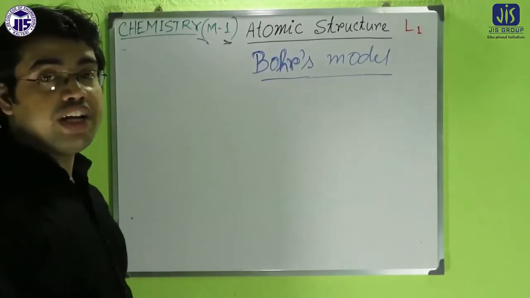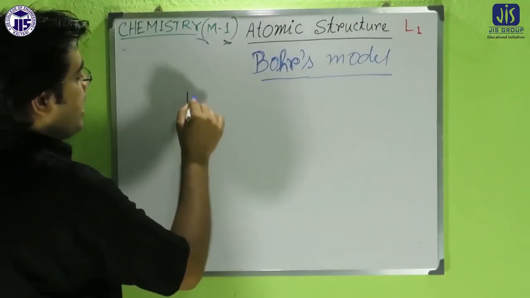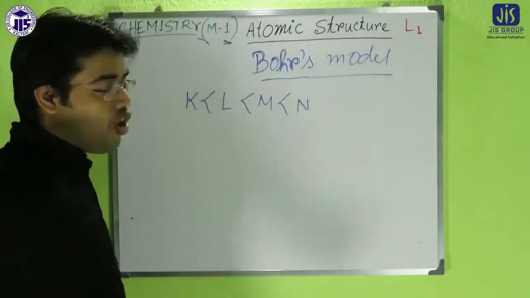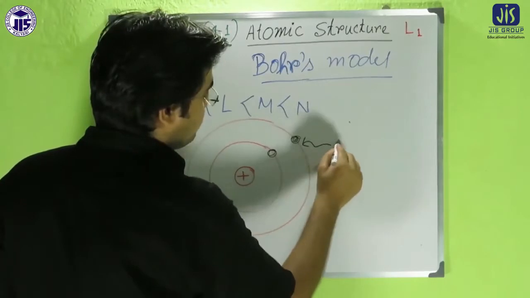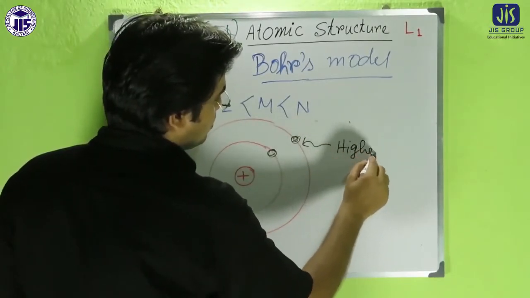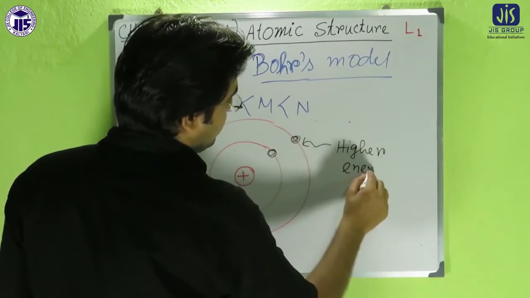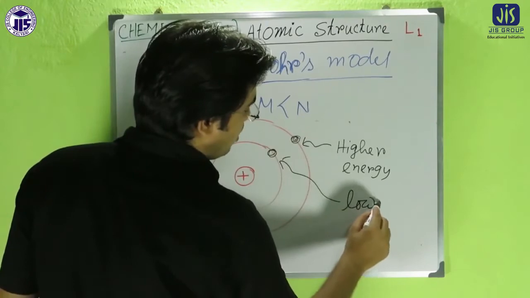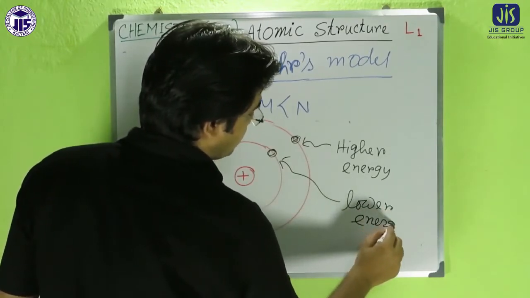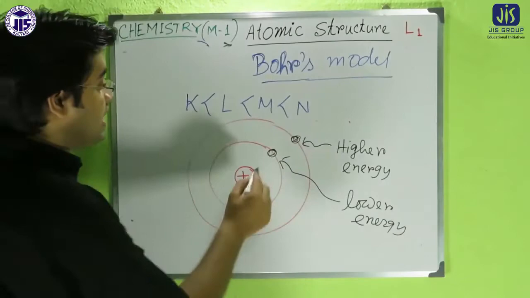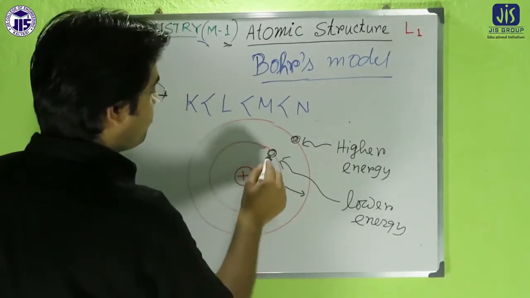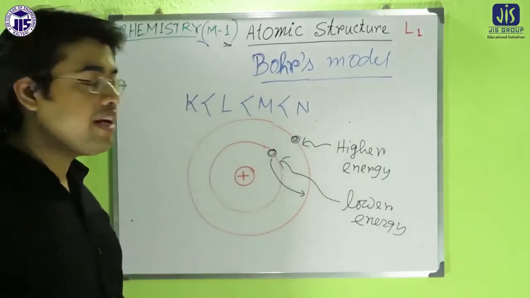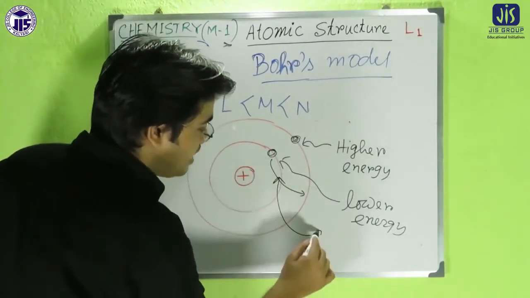Next postulate, according to Niels Bohr: if the energy increases in that order, that electron will have the higher energy, and obviously that electron will have the lower energy. Now if that electron jumps from that orbit to that orbit, that means from a lower orbit to a higher orbit, then what happens? That electron must absorb the energy.